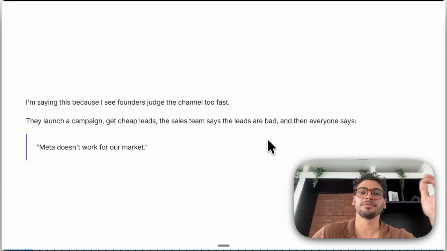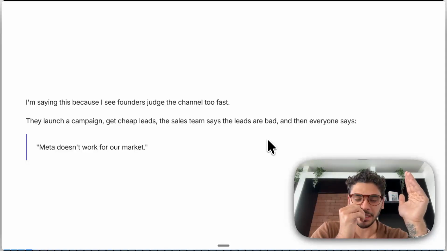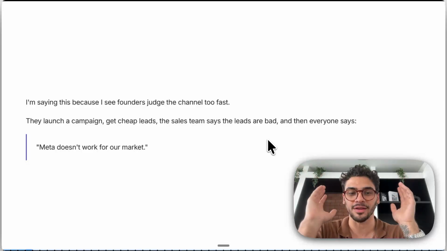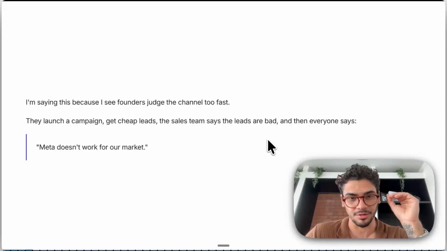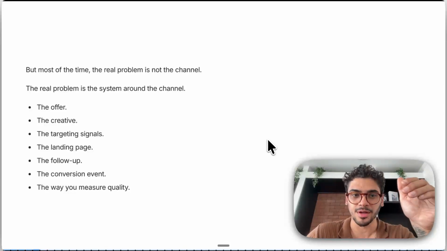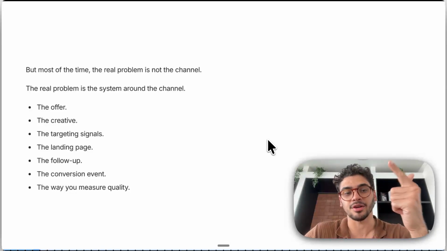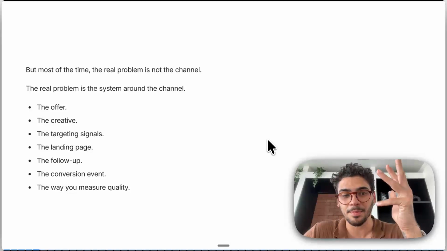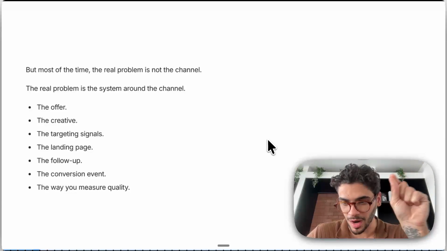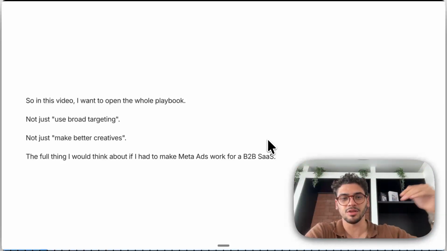I'm saying this because I see founders judge the channel too fast, and that happens a lot. They launch a campaign, get cheap leads, the sales team says the leads are bad, and then everyone says Meta doesn't work for our market, and that's not true. Most of the time, the real problem is actually not the channel. The problem is the system around the channel, right? Your offer, the creative, the targeting signals, the landing page, the follow-up, the conversion event, and the way you measure your quality, okay?